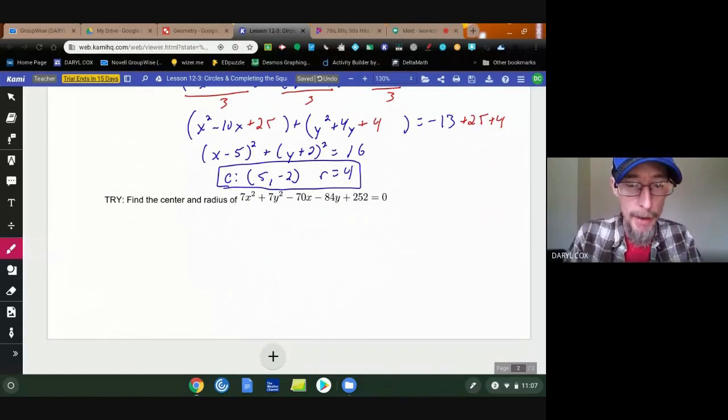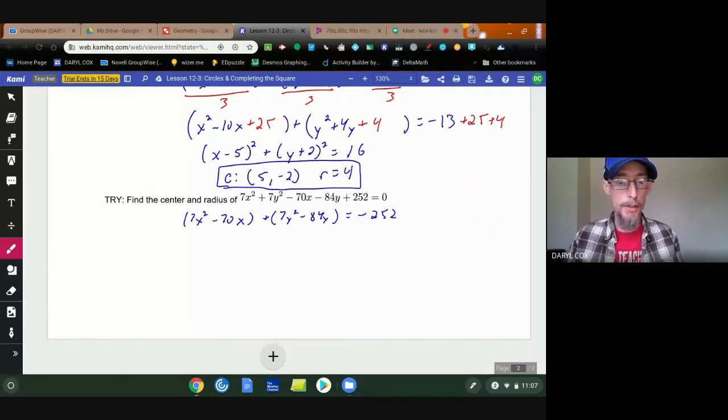So same idea happens. I start to group things. 7x squared minus 70x. 7y squared minus 84y. Negative 252. And now we just need to do that problem. So I'm going to divide everything by 7.